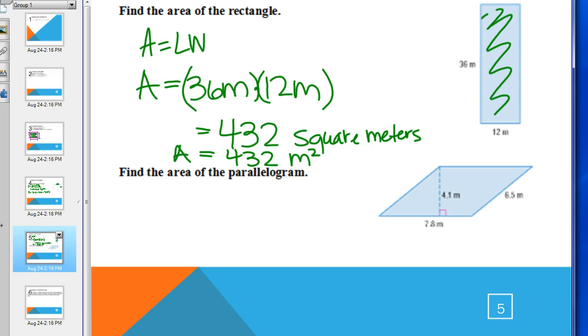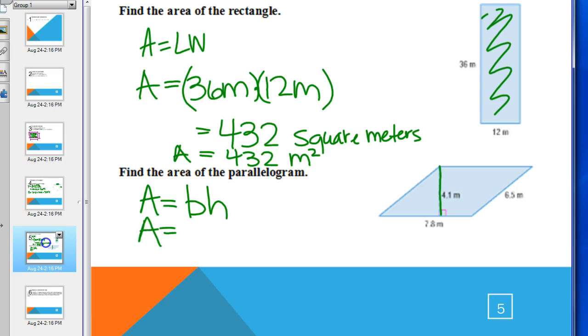All right, area of a parallelogram. Very similar to area of a rectangle. In fact, if you took this parallelogram and just kind of stood it up, this would be the height of that parallelogram. Again, parallelogram is base times height. Very similar to rectangle. Rectangle, you could use base times height on it as well.